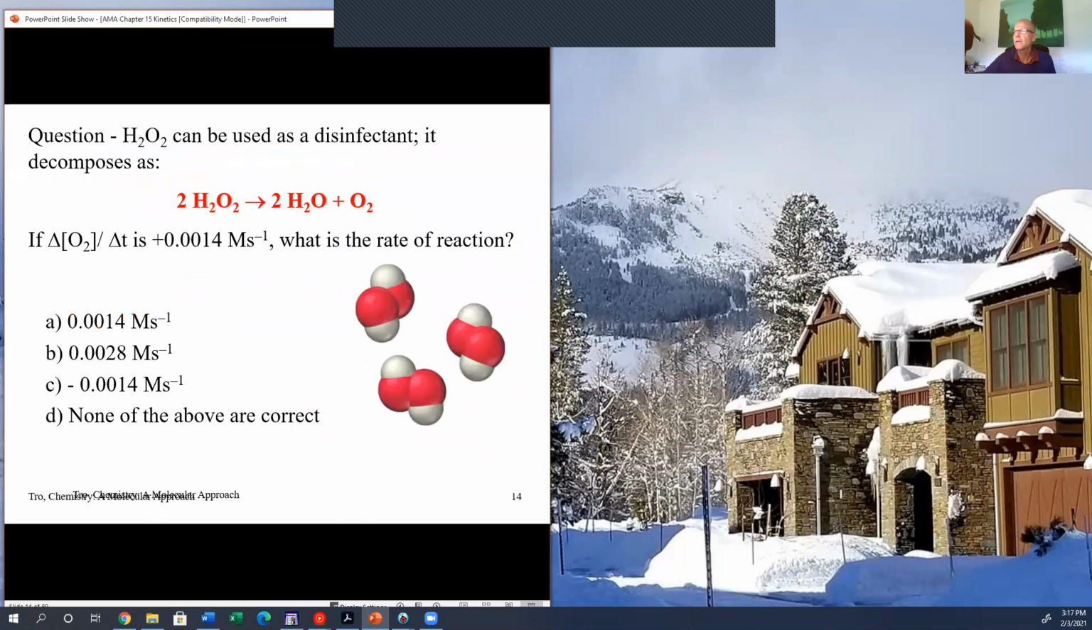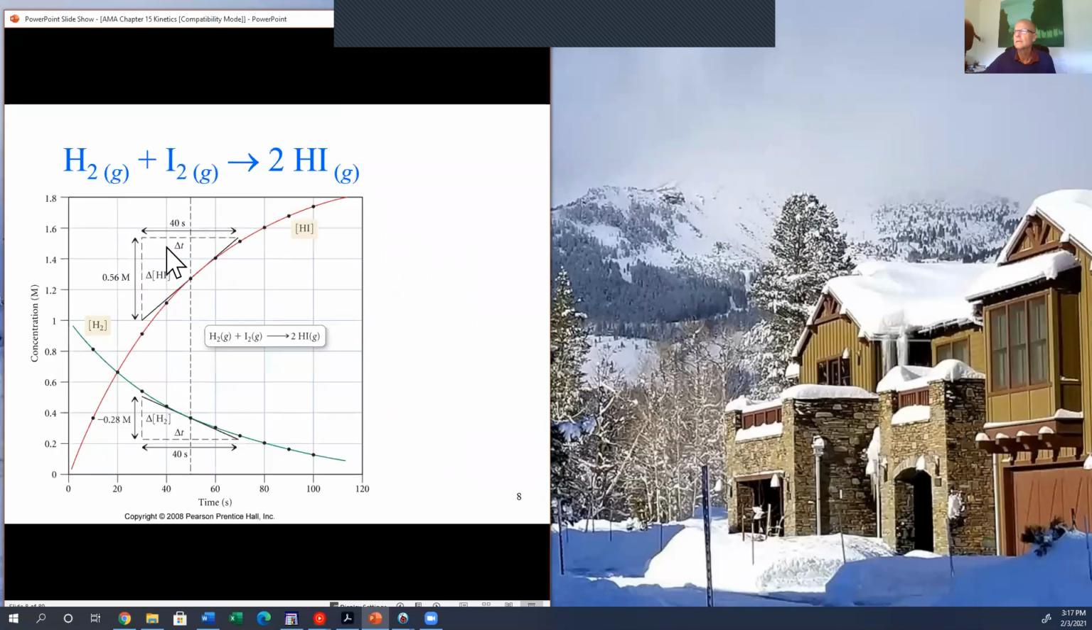I'll show you. You won't have to do this on the test, but the instantaneous rate looks like this. Let's say you were trying to find it here at 50 seconds. So you draw the tangent, which is this black line right here, and you find the slope of that tangent. The slope is the change in HI, which is 1.56 minus 1, so that's 0.56. It's the difference between here and here. And then the time would be 70 seconds minus 30 seconds, which is 40 seconds. And then delta HI over delta T would be this divided by that.